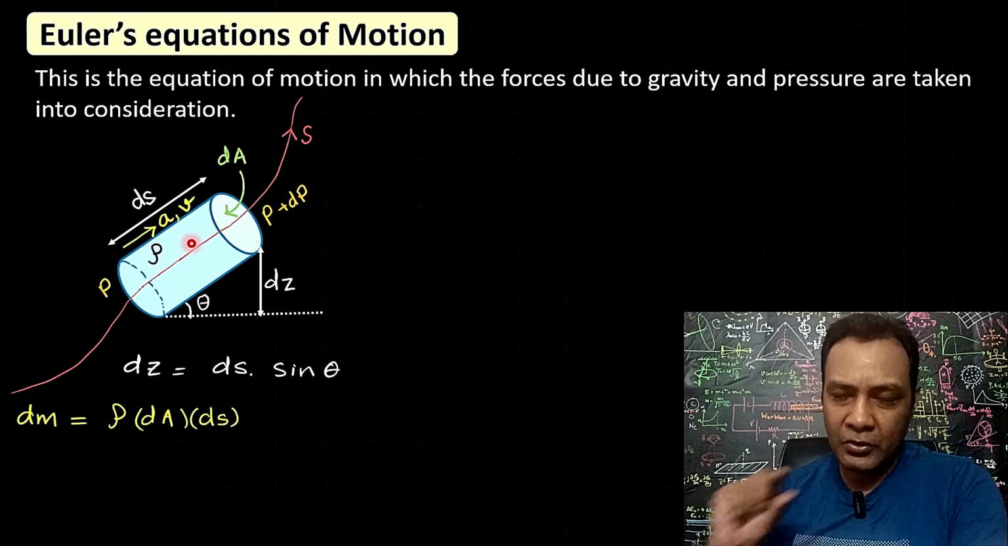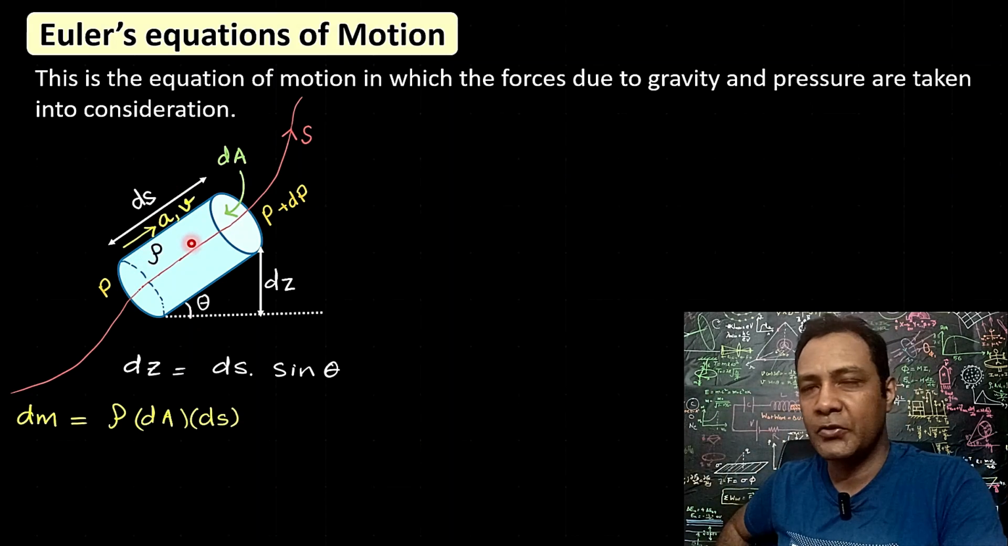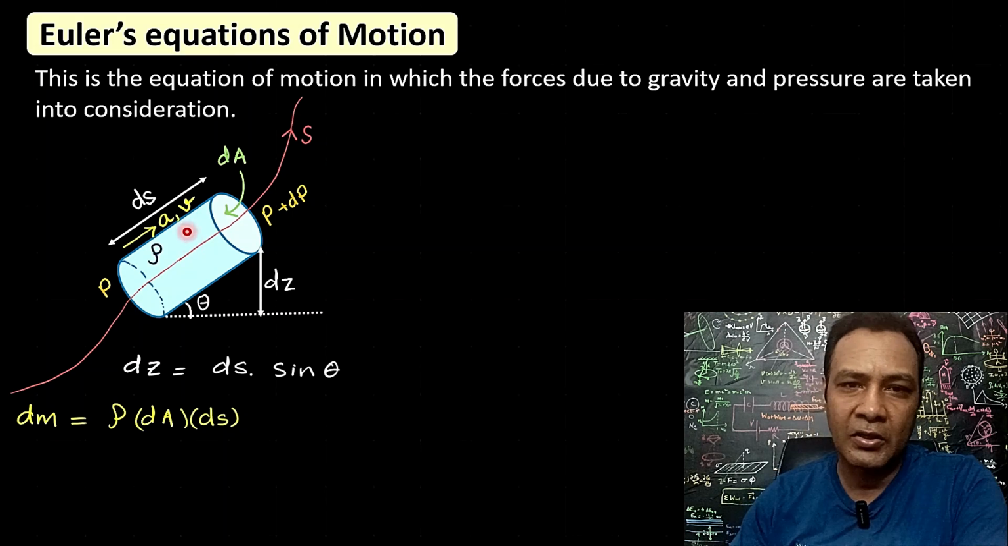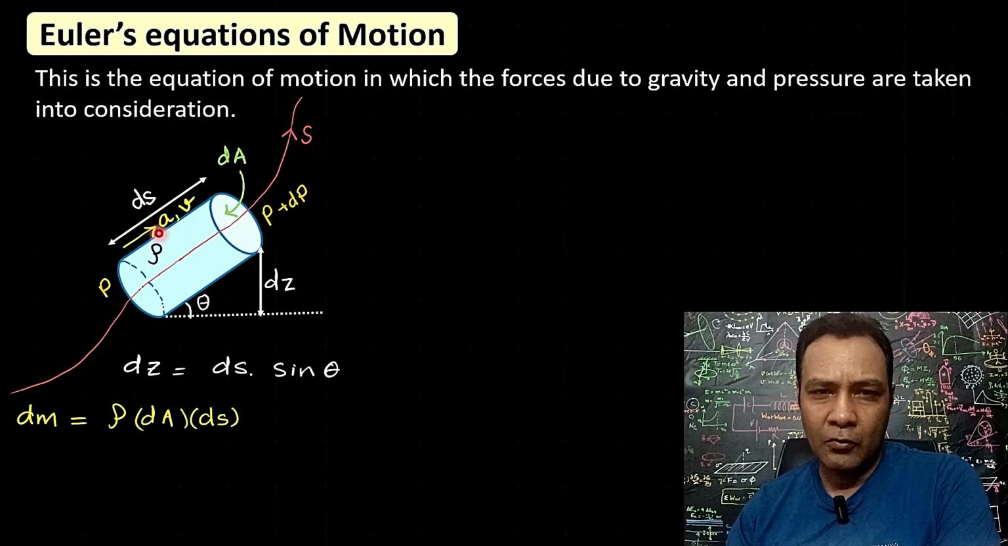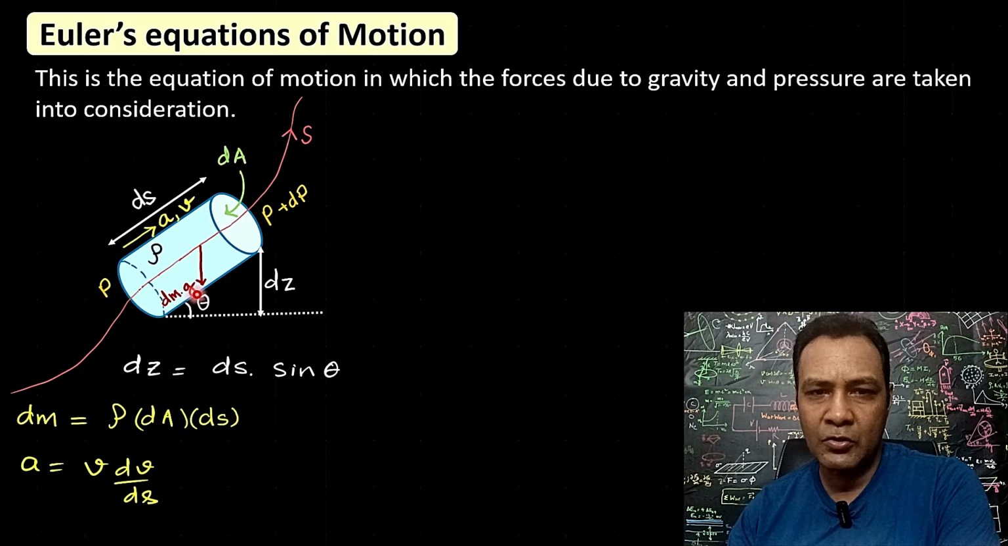Through this part, the fluid is flowing with velocity v, and the acceleration of this section is a. So the relationship between a and v is a is equal to v dv by ds, and the mass of this part we have written. So the weight of this part will be dm g.